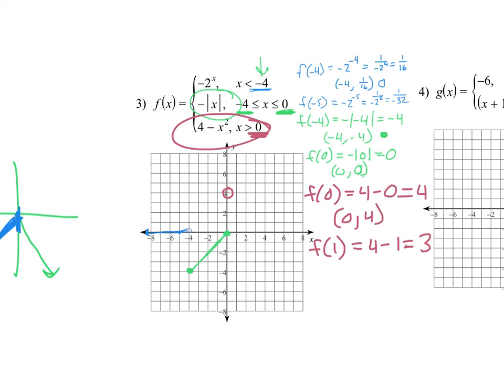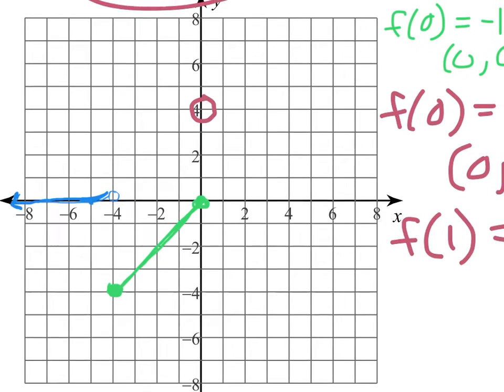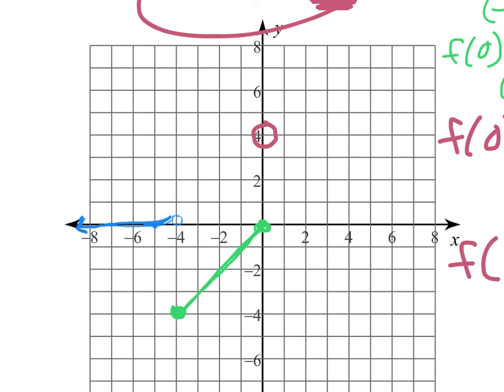Ms. Carver, for the green line, you ended it and did not make it a continuous line, right? Because it includes the -4. Right, I had to end it because we're only looking at x values from -4 to 0. Okay. Thank you. You're welcome.